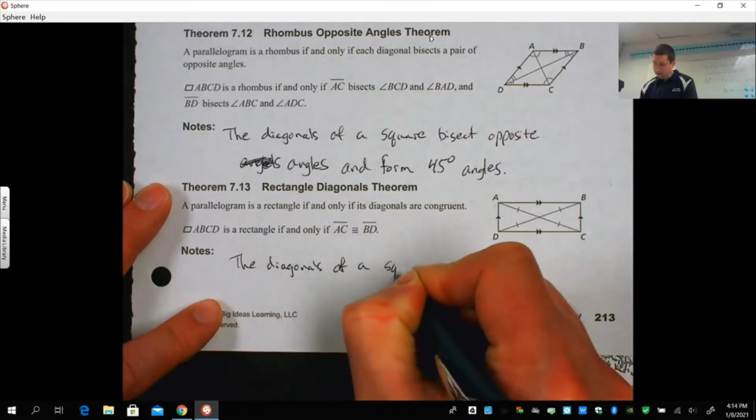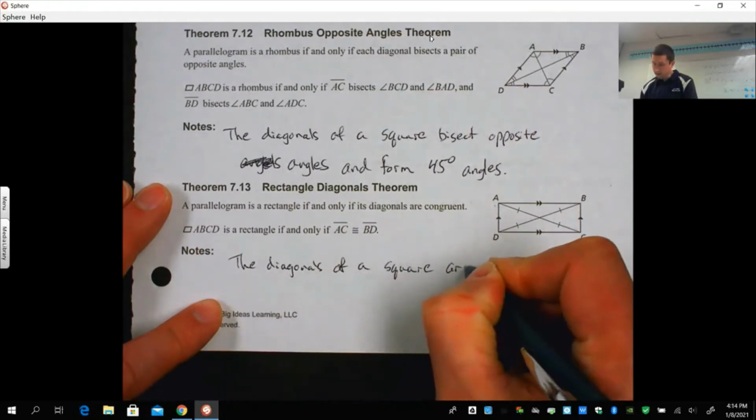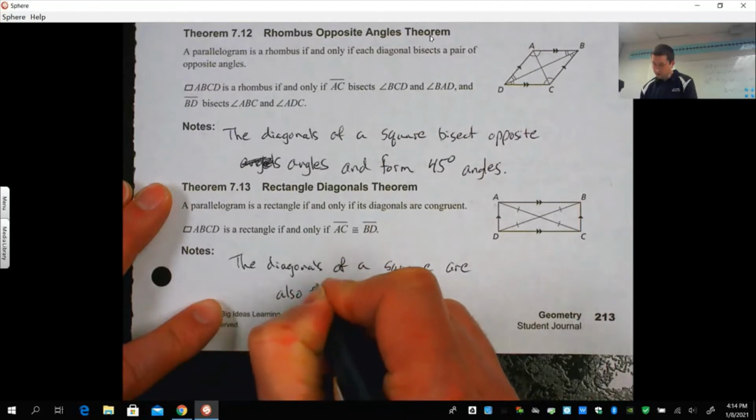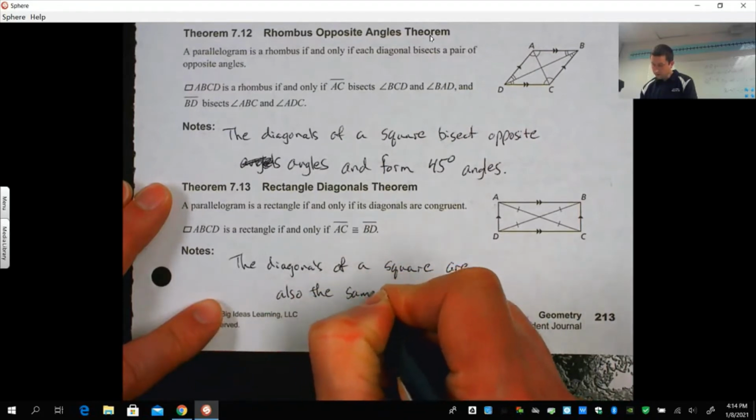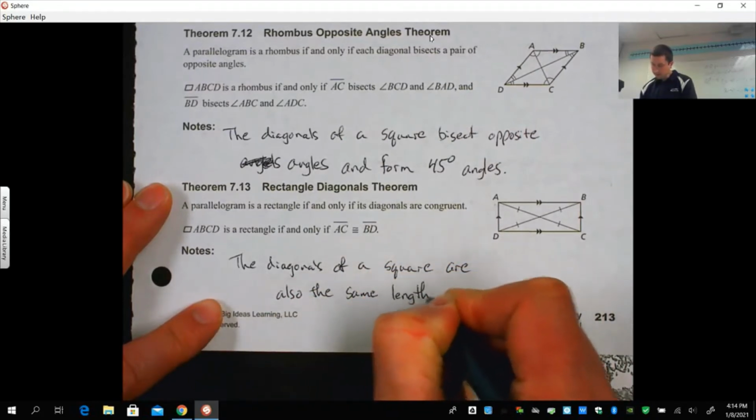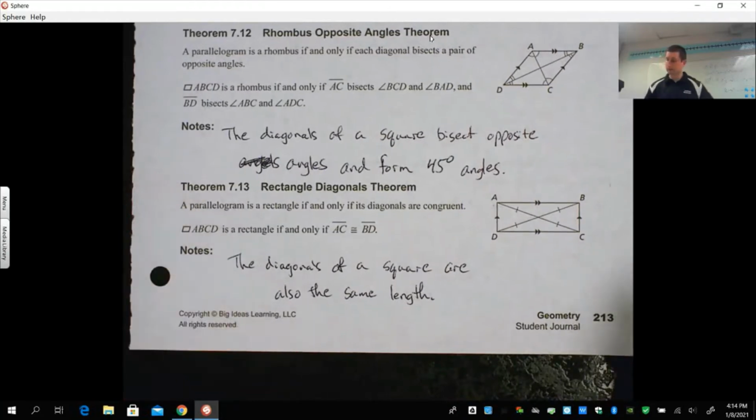So the diagonals of a square are also the same length. Diagonals of a square are also going to be the same length. This is very helpful in construction, knowing that the diagonals are congruent. It's used a lot of times to test if you have a 90-degree angle.